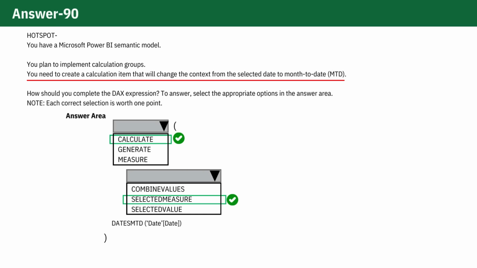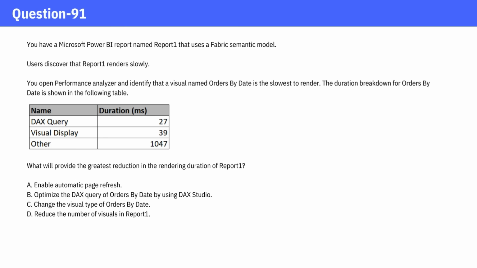The correct selection aligns with the task of creating a calculation item for a month-to-date context using a calculation group in Power BI. Question 91. You have a Microsoft Power BI report named Report 1 that uses a Fabric semantic model. Users discover that Report 1 renders slowly. You open Performance Analyzer and identify that a visual named Orders by Date is the slowest to render. The duration breakdown for Orders by Date is shown in the following table. What will provide the greatest reduction in the rendering duration of Report 1?